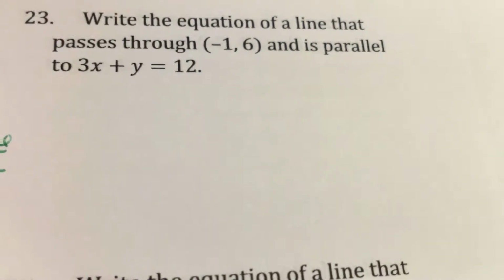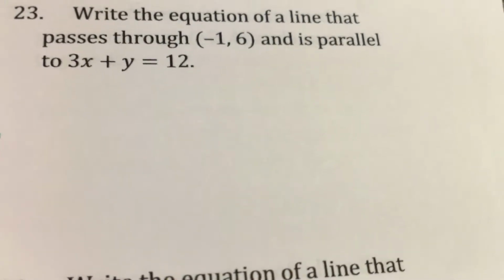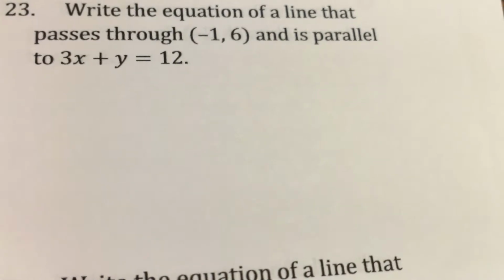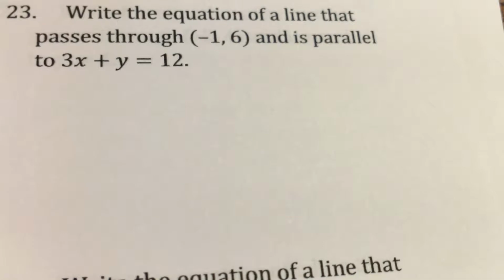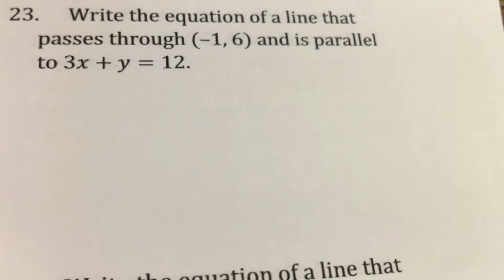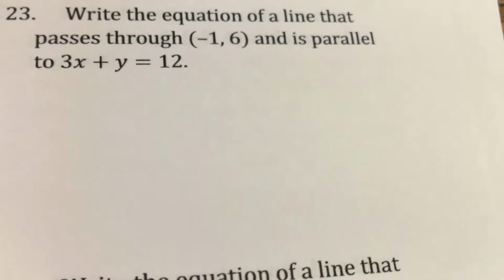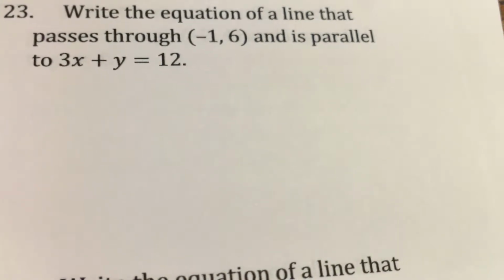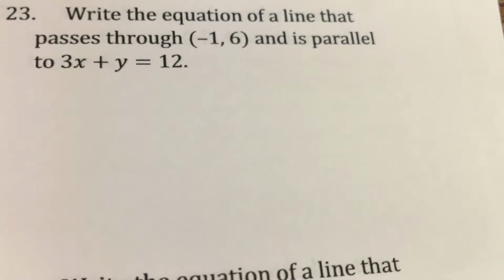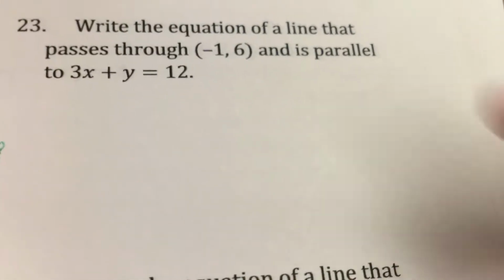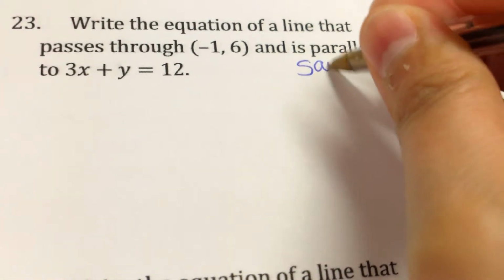Alright, question 23. Write the equation of a line that passes through (-1, 6) and is parallel to that equation. Well, what do you know about parallel lines? We know that parallel lines never intersect, they never cross, and the reason they don't cross is because they have the same slope. So parallel lines have the same slope.